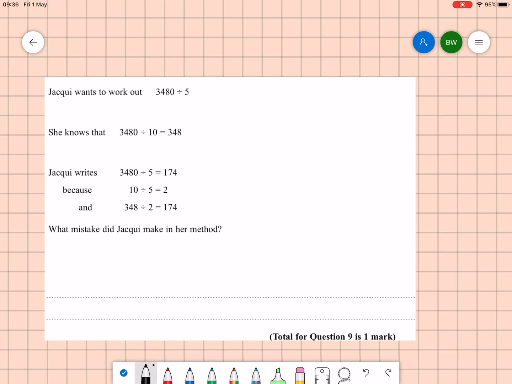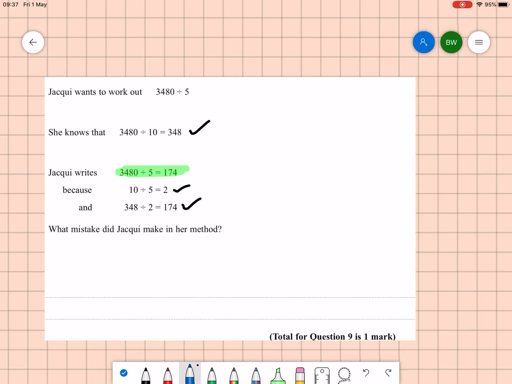So when we're looking at this, she's telling us 3,480 divided by 10 is 348. I agree with her there. I also agree that 10 divided by 5 is 2 and that 348 divided by 2 is 174. So it must be this part here that she's done wrong. Now, if I'm dividing something by 10, I'm splitting it into 10 equal parts. If I'm dividing something by 5, I'm splitting it into 5 equal parts. So I've got less parts, so the answer must be bigger.